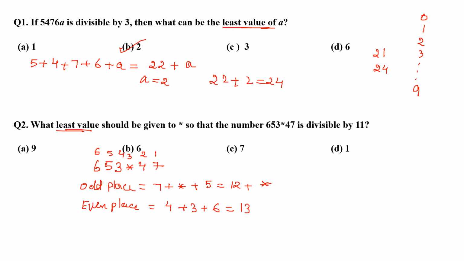So you can see my sum of the digits in the even place is 13, here it is 12. So if I add 1 in this, the sum of the digits in the odd place will also become 13 and the difference will become 0, right? So I can say the number will become divisible by 11. So in 12, what you have to add? You have to add 1. 12 plus 1 will become 13, and then 13 minus 13, the difference will be 0. So from here I can say that the answer will be 1. Isn't it? Is it clear?